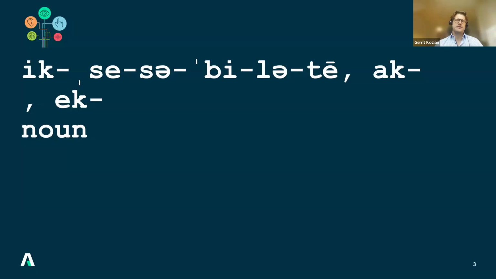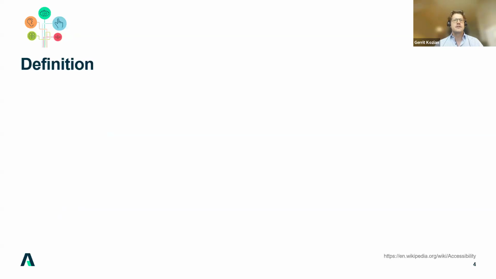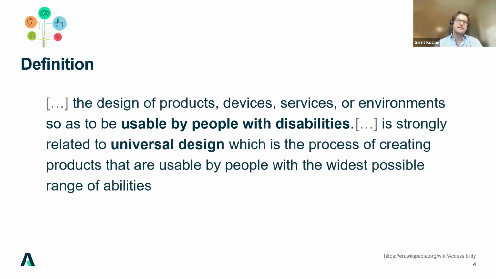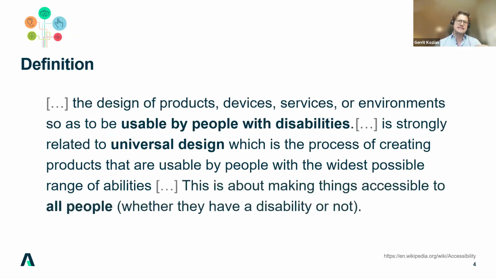So let's start with the definition of what accessibility is. Accessibility is the design of products and services or environments to be usable by people with disabilities in general. And some of you may have already heard about related concepts like universal design or inclusive design, which is the process of creating products that are usable by people with the widest possible range of abilities. And overall, we can say that it's about making things accessible to all people. So this is what accessibility is all about, and this is the basic definition of it.